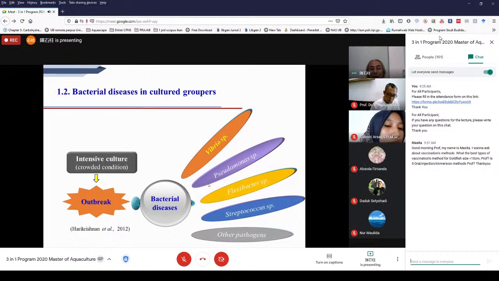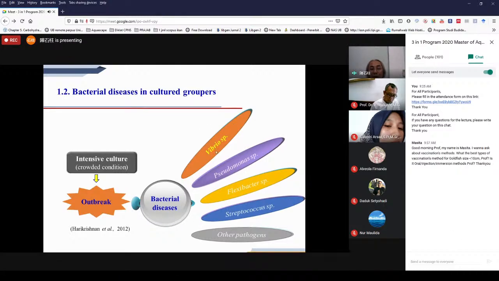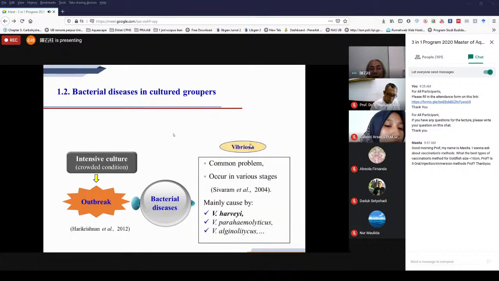So what kind of disease outbreak, especially bacterial disease, in the grouper? I think the first one is Vibrio. The second one is Streptococcus. The third one is Pseudomonas or flower bacteria and other bacteria too. But the more important are Vibrio and Streptococcus. So I give you a vaccine development model with the Vibrio species. Intensive culture triggers disease outbreaks, especially bacterial infection.